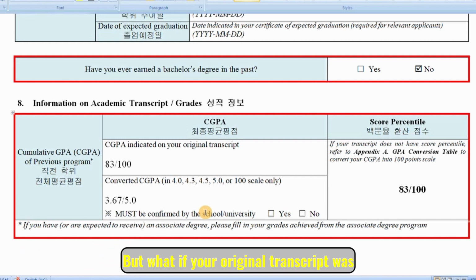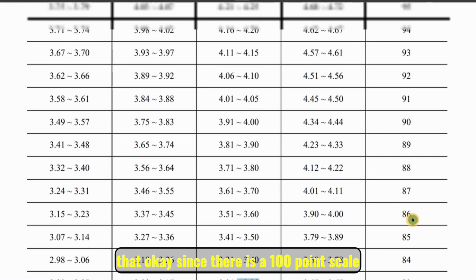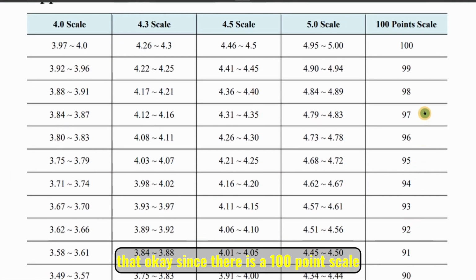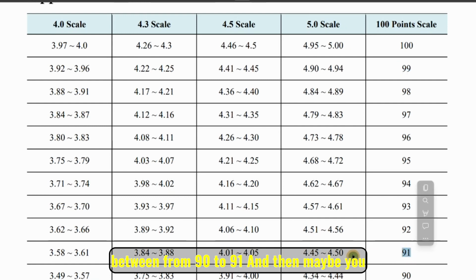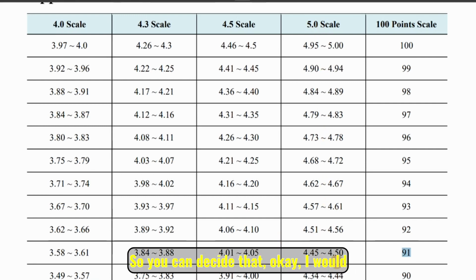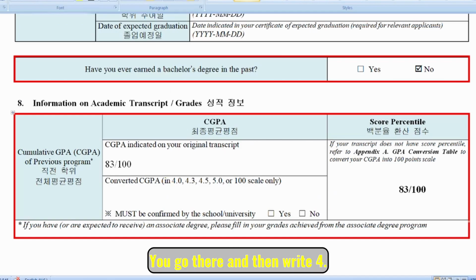But what if your original transcript was on the scale of maybe 10 and you probably had 9? You would go here and then assume that, okay, since there is a 100-point scale in this area, you can decide to choose from 90 to 91, and then maybe you want to convert it to a grade score of 5.0. So you can decide that, okay, I would select 91 and then I would take 4.50. You go there and then write 4.50 on a scale of 5.0. You write it there like that.